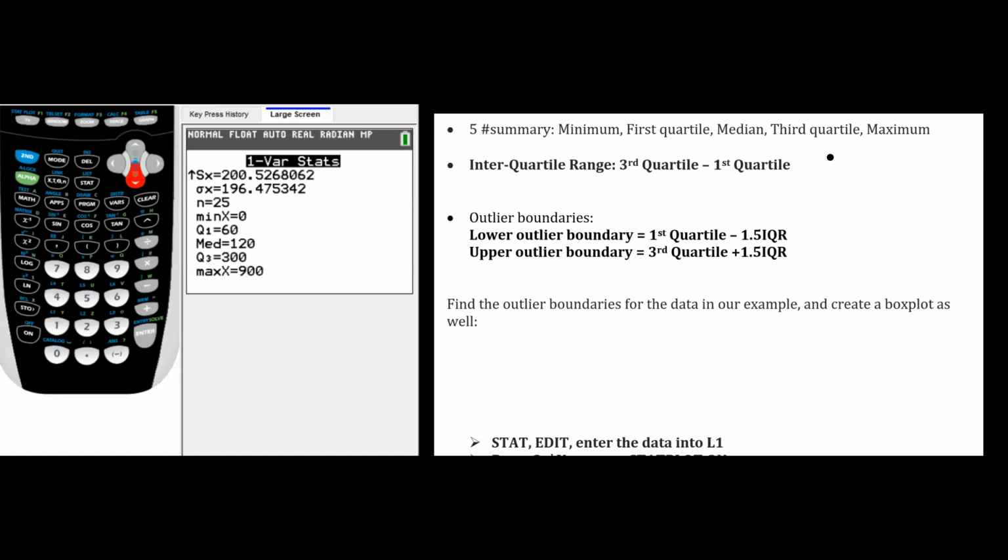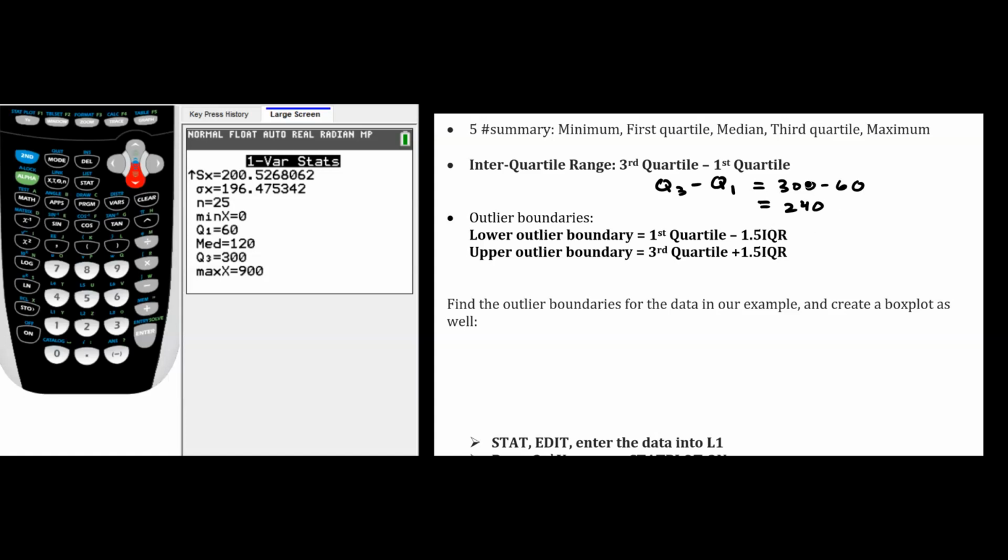On top of that, we're often interested in locating or identifying certain data points in a data set that are outliers with respect to the other data. The process to identify an outlier begins by finding what we call the interquartile range. The interquartile range is just the third quartile minus the first quartile. So it is quite literally Q3 minus Q1. In this case, if we do Q3 minus Q1, you see that we get an interquartile range of 240.